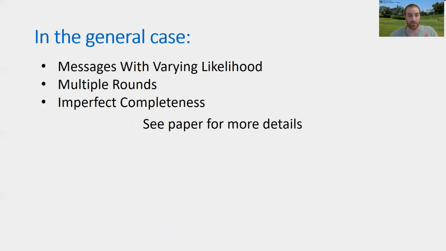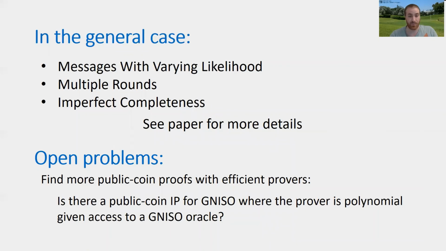As for open questions, we don't know many public coin protocols with efficient provers. We would want to have more. We also don't know the relationship between private coin and public coin for efficient provers. As a concrete open problem, we ask: is there a public coin interactive proof for graph non-isomorphism, where the prover is polynomial given access to a graph non-isomorphism oracle? We know this is true for private coins. We don't know if this is true for public coins.